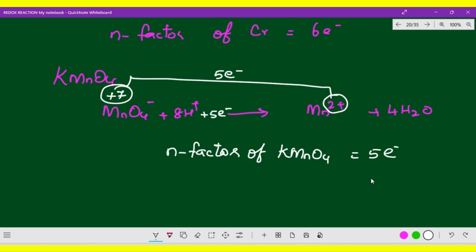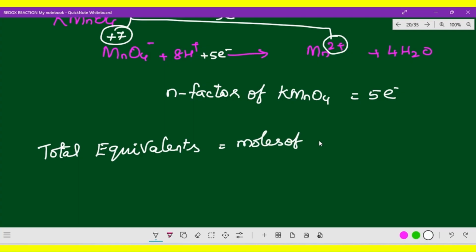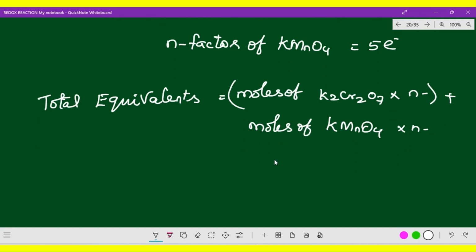Right, now the second point we have to find out is the total equivalence. The total equivalence is equal to the sum for the mixture of potassium dichromate and potassium permanganate, each multiplied by its N factor. Come on, let us find out. Total equivalence is equal to moles of K2Cr2O7 into N factor, plus moles of KMnO4 into N factor. So let us apply the values.